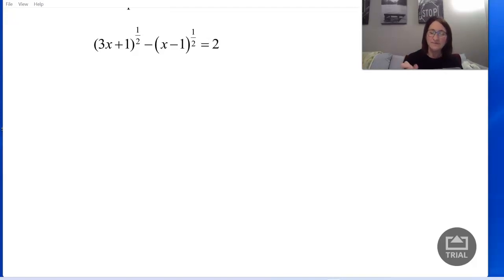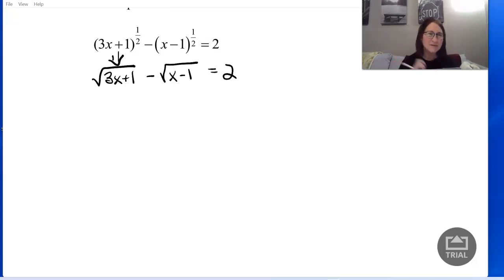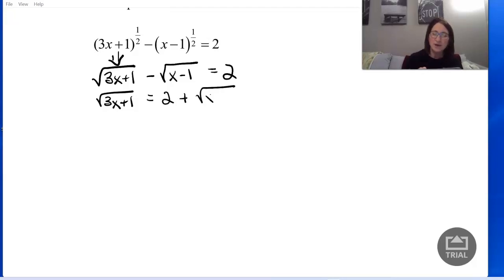So I've got here, first thing I'm going to do, change this to a radical. So that's going to be the square root of 3x plus 1 minus the square root of x minus 1 is equal to 2. I'm going to add the square root of x minus 1 to both sides. So the square root of 3x plus 1 equals, let me be consistent and do it the way I was doing it before, 2 plus the square root of x minus 1. There we go. It wouldn't matter. You could have put the radical in front of the 2.